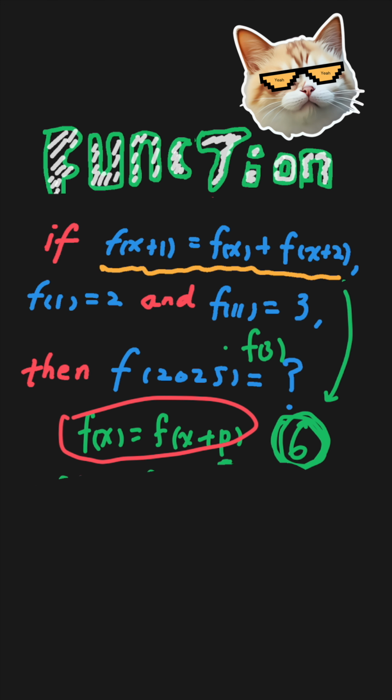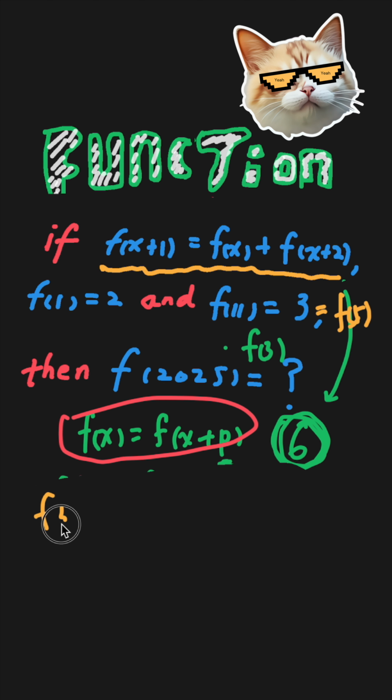We haven't used the other two conditions. We have f(1) is equal to 2 and f(11) is equal to 3. f(11) is also f(5) because 6 is the period. 11 is 5 plus 6. So we can also consider f(11) as f(5).